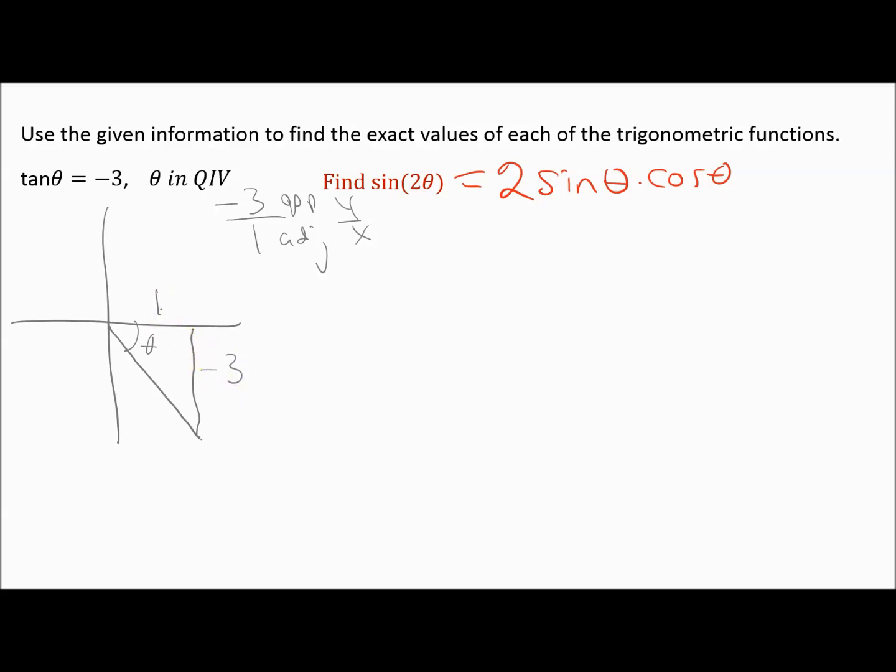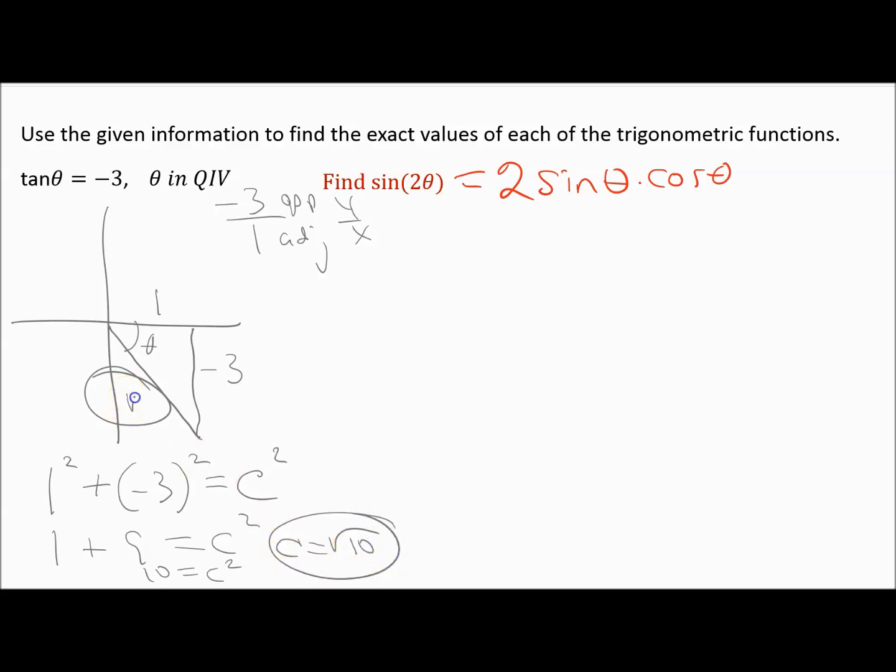You agree? The negative had to go with the y value, because this is a positive x value in quadrant 4 and a negative y value in quadrant 4. Now, sine and cosine, back over here, what we're going to have to get from our triangle, does use the hypotenuse, so I do have to find this missing side. So here I go, Pythagorean Theorem. So 1 squared plus negative 3 squared is equal to the hypotenuse, or c squared. So I have 1 plus 9 is equal to c squared. That means 10 is equal to c squared. So y'all, what's c? Square root of 10, right? All right, so this guy right here is the square root of 10.